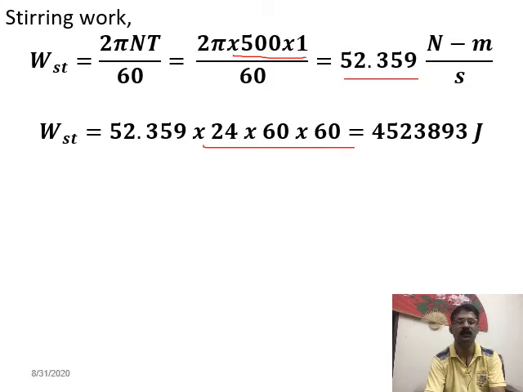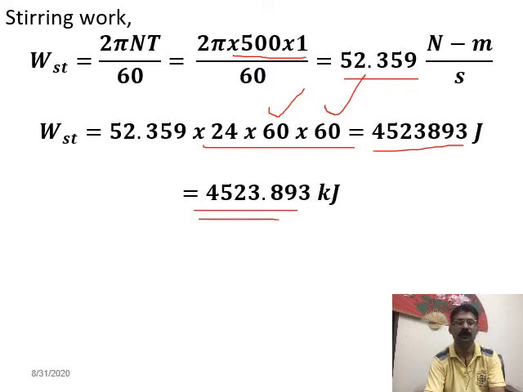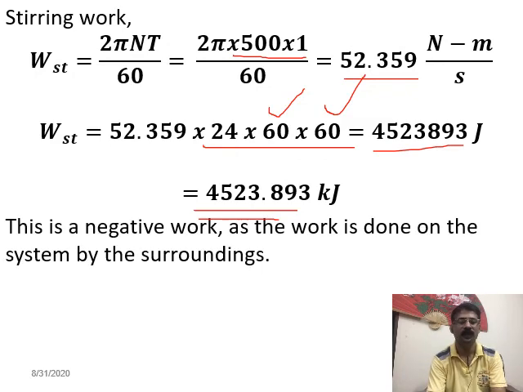So time is 24 hours. 24 hours is converted into 60 minutes first, and minutes are converted into seconds, so that you will get the answer as so many joules, and when converted into kilojoules, it is 4523.893 kilojoules. Now this is the stirring work, which is done on the system, so this work is always negative because it is done on the system by the surroundings.